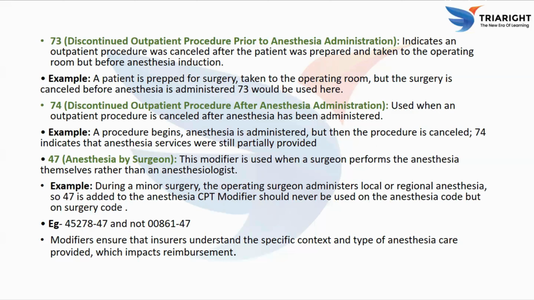For example, a patient is prepped for surgery, changes into a hospital gown, has an IV line started, is taken to the operating room, and suddenly he has high BP. So surgery is cancelled before the anesthesia. In this case, you have to use modifier 73.